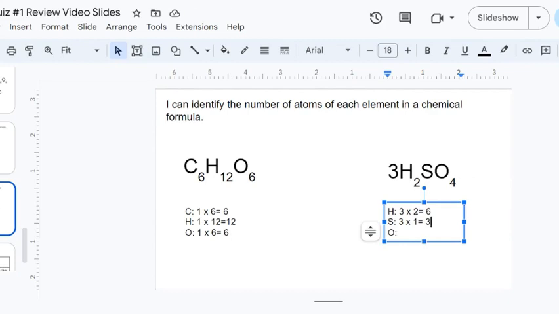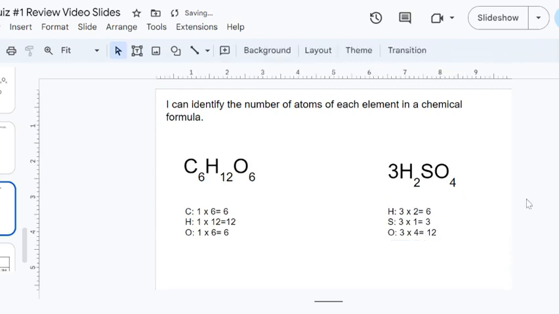Finally, the oxygen. We want to do the same thing. Multiply the coefficient, the large number in the front, by the subscript, the small number that comes behind the element. In this case, the coefficient is 3, and the subscript, the small number behind the oxygen, is a 4. 3 times 4 is 12. So there are 12 atoms of oxygen in this formula.